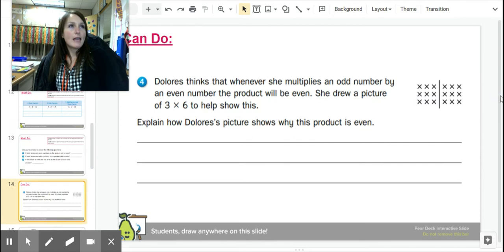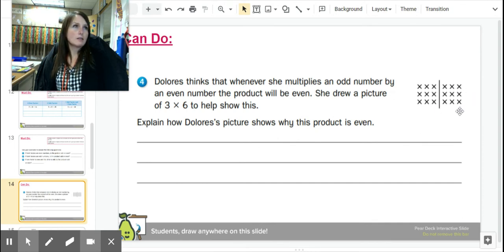Then, as a can-do, you can look at this picture, and it says, Dolores thinks whenever she multiplies an odd number times an even number, the product will be even. She drew this picture of 3 times 6. So she has 3 rows with 6 in each. And she said she split it in half here. And she said the answer is always going to be even.